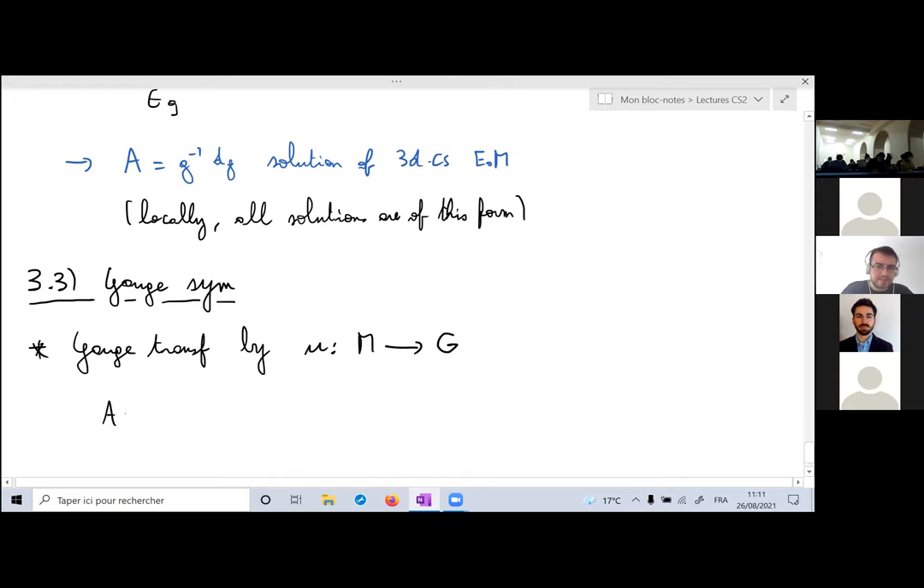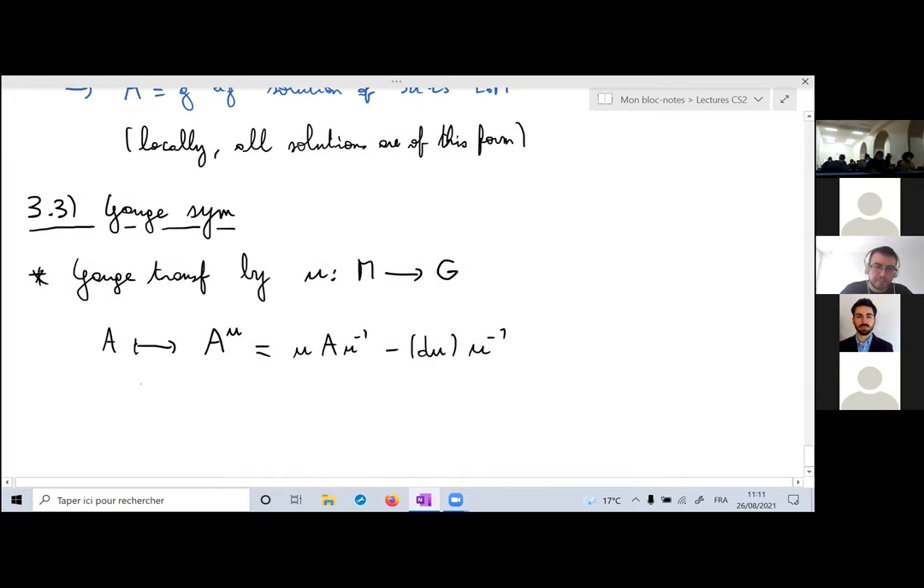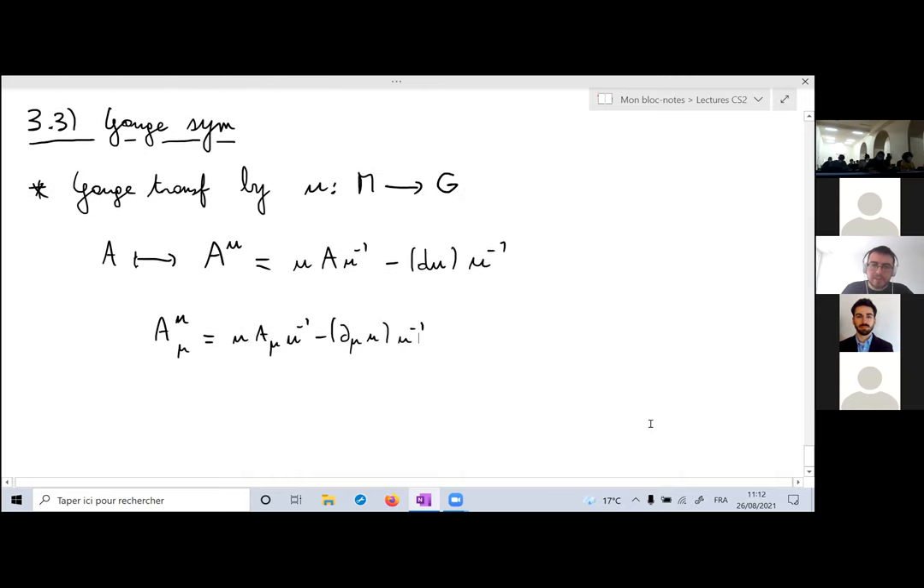And that then sends my A to what I will define as A^U here, which is U A U inverse minus dU U inverse. Or if I write it in components, what I have is A^U_mu equal U A_mu U inverse minus d_mu U U inverse. And you recognize this is as in Yang-Mills theories, right? So in any non-abelian gauge theory, this is typically how the gauge field will act.